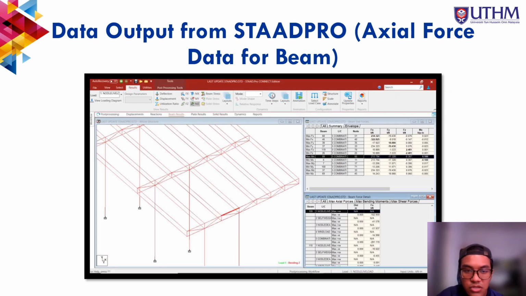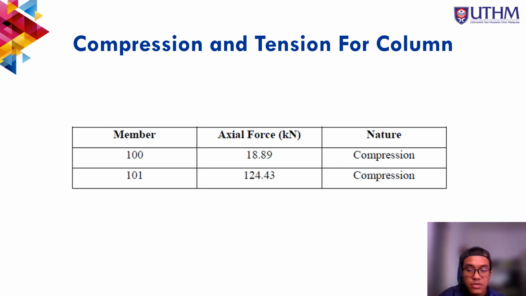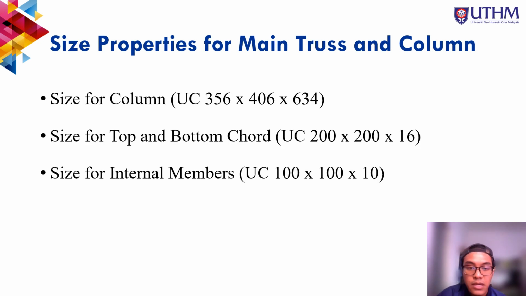The figure shows the data output from STAAD Pro for the axial force, for compression and tension for our column. So we get the compression axial force of 18.89 and 124.43. And last but not least, these are the section properties for the main truss and column.